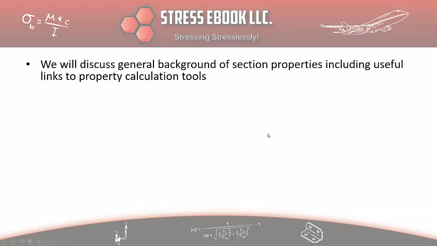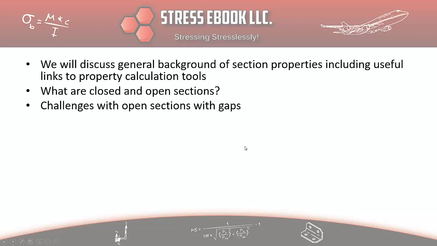First thing we're going to talk about in this blog post is the general background of section properties, including useful links to property calculation tools online. We can go there and you can look how it's done in general. And the next thing we'll do is discuss what are closed and open sections in the blog post. And then after that, we will look at what are the challenges with open sections that have gaps or holes in them. Followed by the methods of calculating section properties for different kinds of sections, especially open sections with gaps.